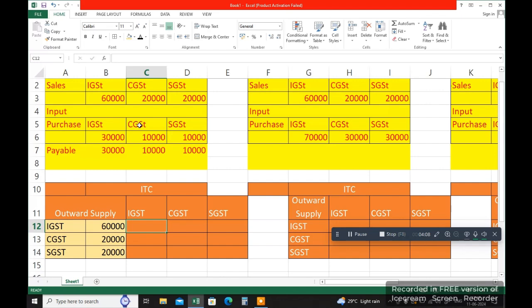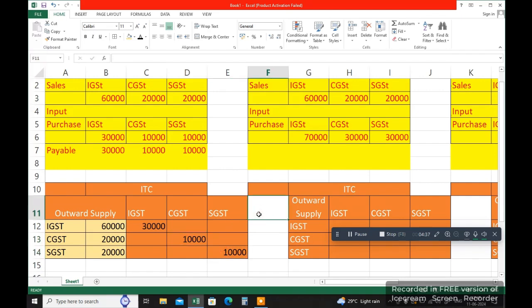So in this case the IGST input is 30,000. I'll put 30,000 here. This portion is the CGST portion. So CGST 10,000 I'll enter here, and SGST 10,000 I'll enter here. See, this is the column. This entire part is the IGST part, this entire part is the CGST part. So the CGST input I entered here, and the SGST input I entered here.